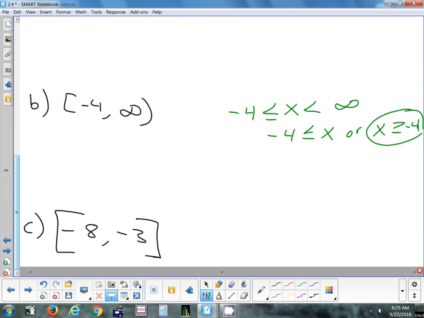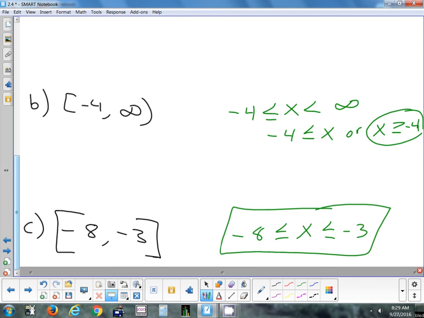All right, so now I want to write that one. This one is going to be a conjunction. Right? How do I write this one, Amanda? -8 is less than or equal to x is less than or equal to -3. Yep. And so again, that one you do need the conjunction because you have a bound on each end that you have to stay between. Okay, any questions on that one?